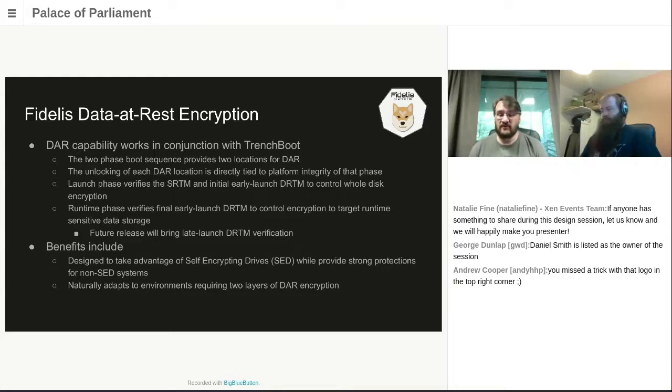Some of the benefits include that the design is built around taking advantage of the availability of self-encrypting drives, but still will work with non-self-encrypting drives. For those that aren't familiar, pretty much every NVMe drive is a self-encrypting drive. The capability has become standard there for NVMe. And of course, it naturally adapts to environments that have security requirements requiring 2 layers of data at rest encryption.